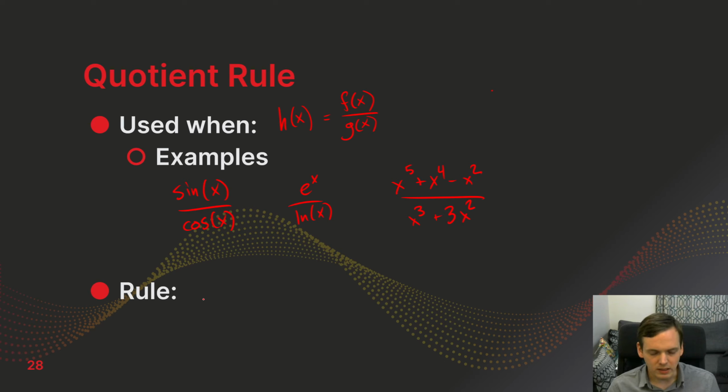And the rule is if you have h of x equals f of x divided by g of x, then h prime of x should equal the thing on the bottom, so g of x, times the derivative of the thing on the top, minus the function on the top times the derivative of the function on the bottom, all divided by the function that was on the bottom, still on the bottom, squared. So this right here is your quotient rule.